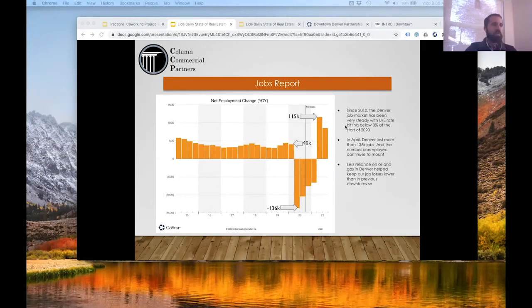Moving into net employment changes locally here in Denver. Real quick, as we look at this bar here, Denver lost 136,000 jobs in April right after the pandemic. And just to put that into context, during the Great Recession of 2008 and 2009, Denver lost about 67,000 jobs. So almost double that in 1 month.